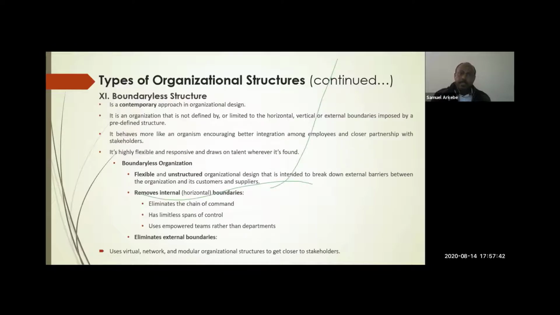Then the 11th one is the boundaryless structure, where we don't have a geographic boundary. Here, in the geographic boundary, it is a contemporary approach. It's really a recent one, and it relates to globalized markets or products. I think this is the recent or contemporary kind of structure designing. It is a boundaryless organization, a flexible and unstructured organizational design.